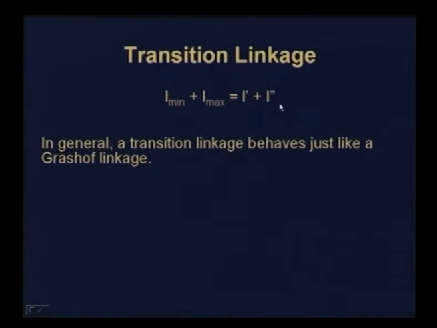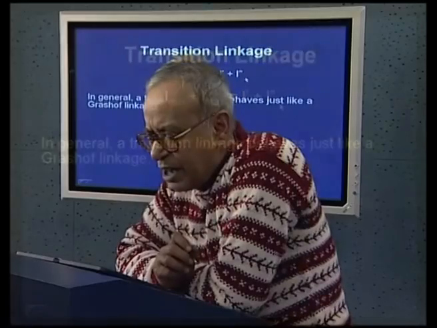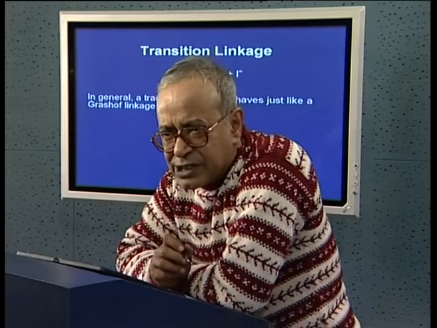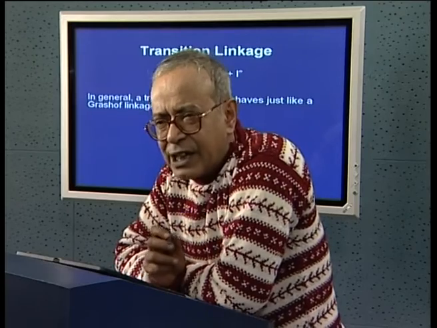In general, a transition linkage behaves just like a Grashof's linkage. That is, if the shortest link is the frame, then you get a double crank. If the shortest link is the coupler, then you get a double rocker. If the shortest link is connected to the frame, then you get crank rocker.